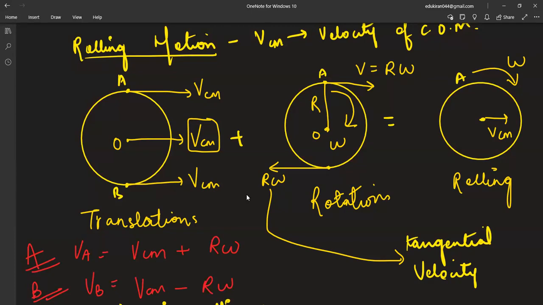This is when I'm talking about velocity. VCM is the velocity of the center of mass. Same thing occurs in acceleration also. But acceleration I'll talk about later. First note down this.